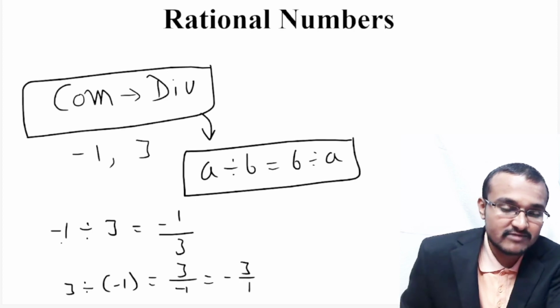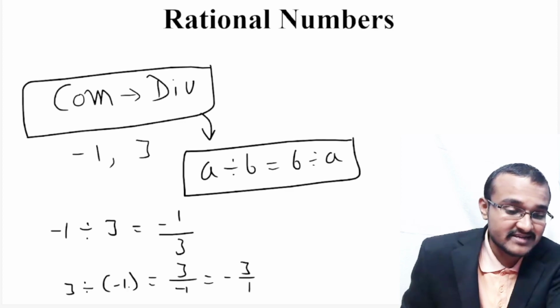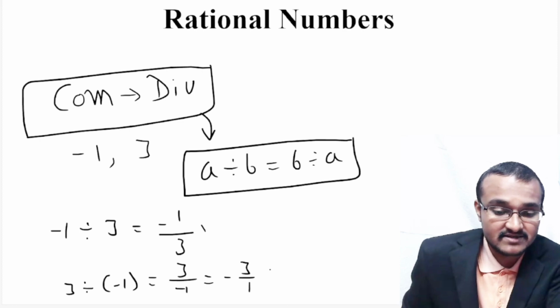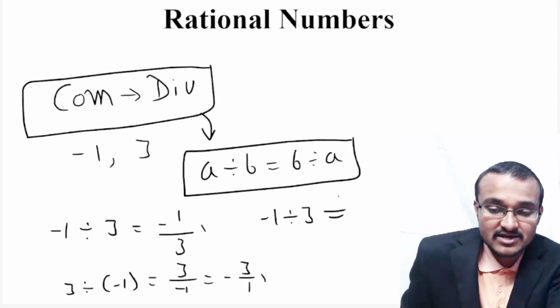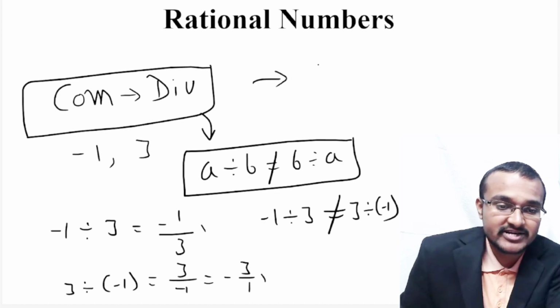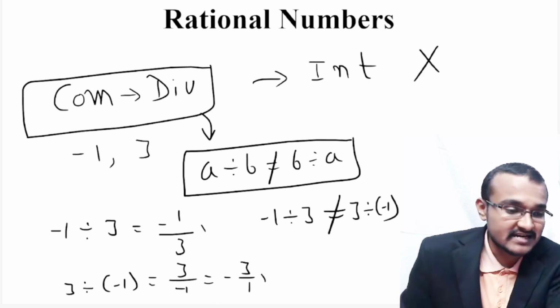So here when you divide minus 1 by 3, you are getting minus 1 by 3. When you are dividing 3 by minus 1, you are getting minus 3 by 1. So here you are getting different answers. That shows minus 1 divided by 3 is not equal to 3 divided by minus 1. So that means a divided by b is not equal to b divided by a for integers. So commutative property under division for integers is also not satisfied.